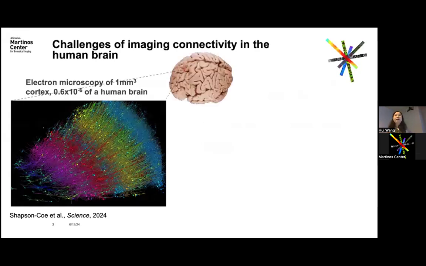But if we project that into a whole human brain, that is actually just this dot. It's less than 1 out of 1 million of the volume for the human brain. And this image itself took a year to accomplish. So if you just do the math and think about how to image the human brain, that's an almost impossible mission.